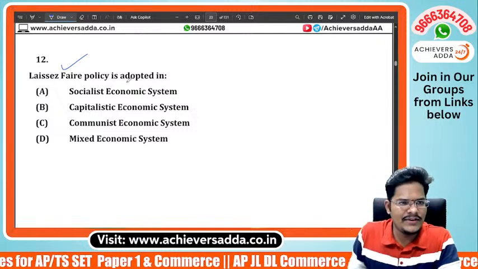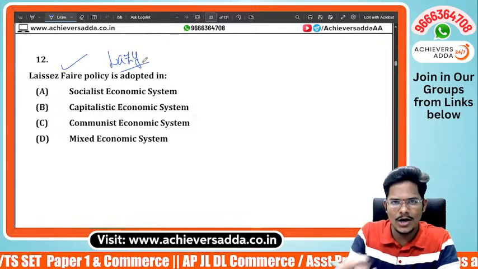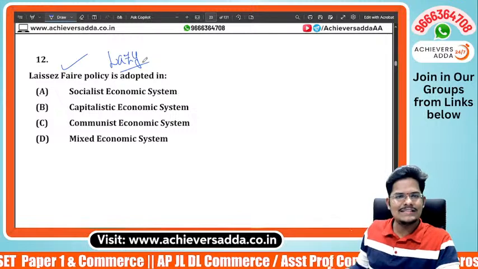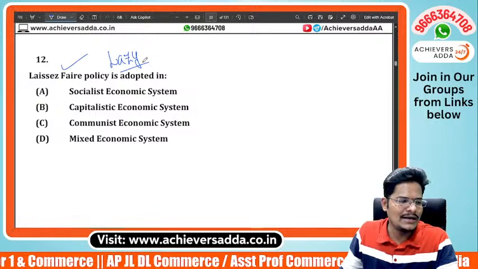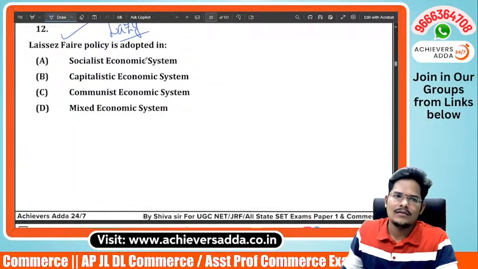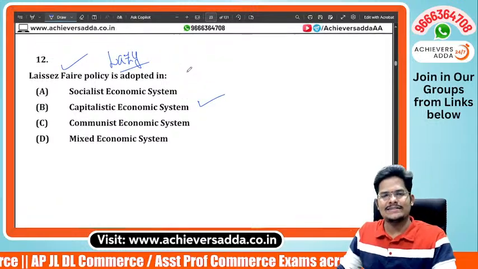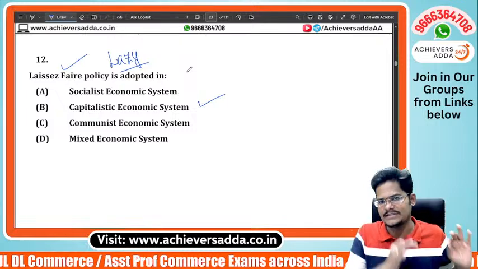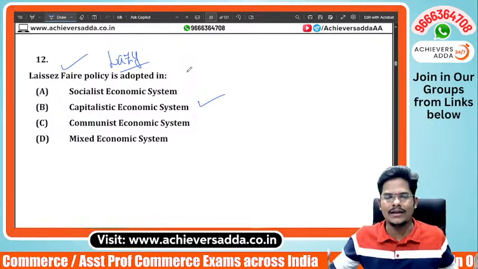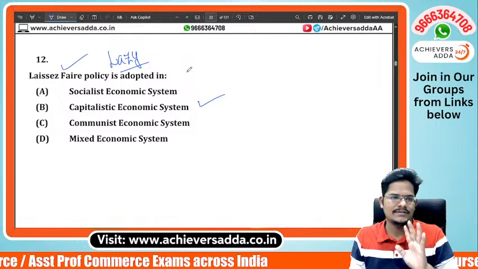Laissez faire means, simply, lazy. Who is lazy? Is the government lazy or the business persons lazy? That's the important point to understand. Answer is B. Here, the government is lazy. Government will not even get involved in the execution of a business, and does not have any control over business practices. That's a capitalist economic system.